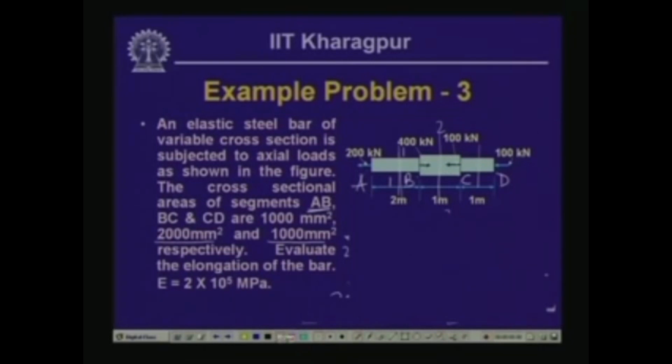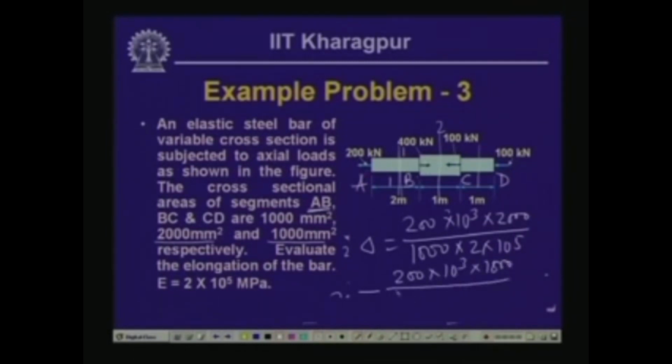value of the deformation, and this delta is equal to 200 into 10 to the power 3 into 2000 divided by 1000 times 2 into 10 to the power 5. Second one will be minus 100 into 10 to the power 3 into 1000 divided by 1000 times 2 into 10 to the power 5, and if you compute this, this is going to be equal to 1 millimeter.